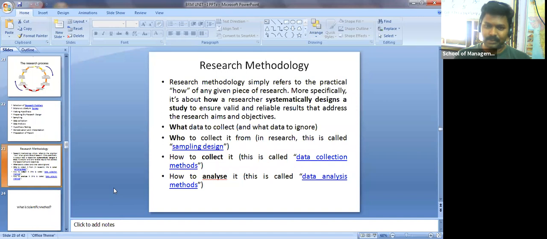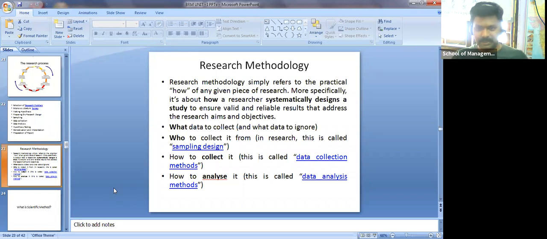Now see, I'm talking about 4 important things here. What data to collect, to whom it is going to be collected, the data collection methods, how you are collecting the data, and how you are analyzing it. If you answer all these questions, you are talking about research methodology itself: your sample size and techniques, data collection methods, and even data analysis methods.